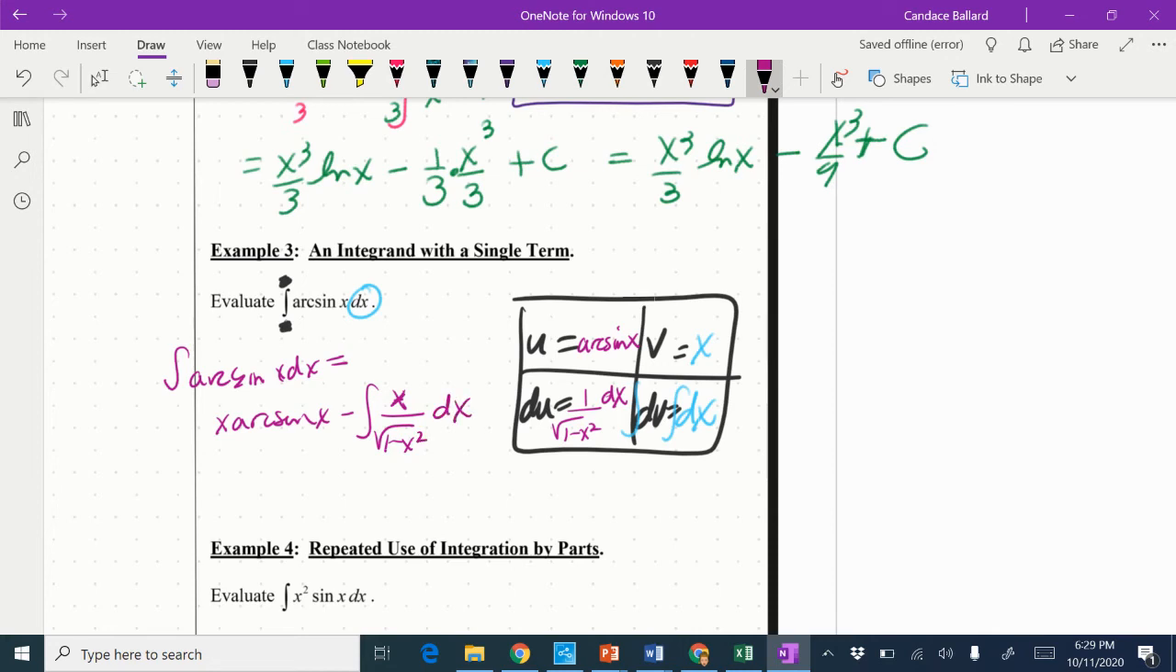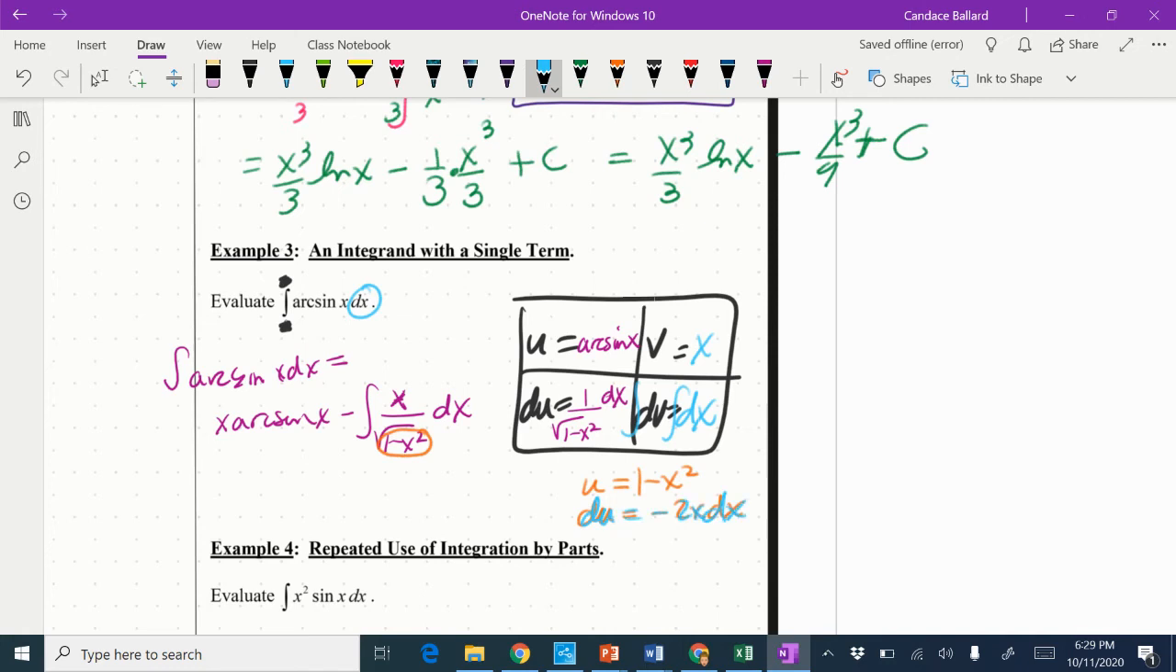All right, we have to integrate this. Guess what we get to use? We get to use some awesome u substitution. Doesn't that sound exciting? So we've got u equals 1 minus x squared, du equals negative 2x dx. And I should have really written that in blue, huh?